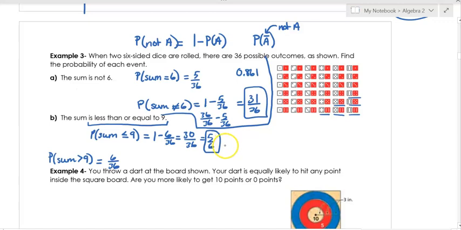All right, and as a decimal, if they do that, that is 0.833. If you do 5 divided by 6, or 83.3%.